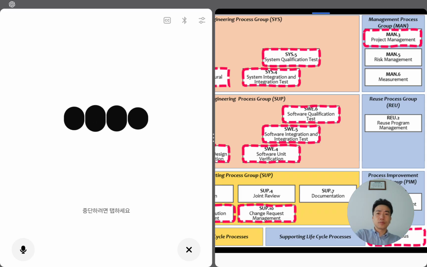Today I'll walk you through Man 3, our planning and control mechanics. Here is our current baseline and the deltas from last week. 2 risks escalated. Owners and mitigations are assigned as shown. This change request impacts the SYS5 test. Approval and replan are recorded here. Defect trends from SUP 9 crossed our threshold, so we added a stabilization sprint.